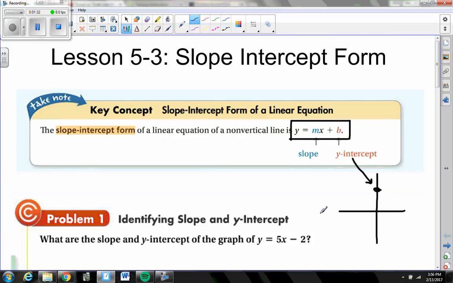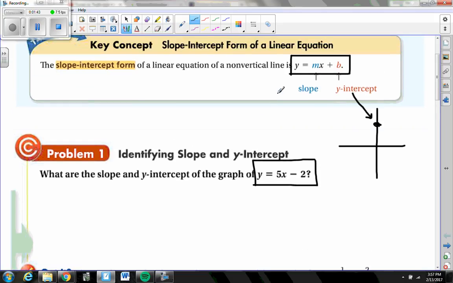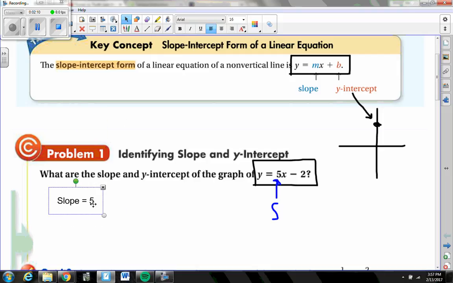So the first kind of problem is what are the slope and y-intercept of this equation right here? y equals 5x minus 2. Well, if we go back to our slope-intercept form general equation up here, we see that it's y equals slope number times x. The slope number is always times x. So the slope number here is the one being multiplied by x, which in this case is 5. So for this problem, I could say slope equals 5.